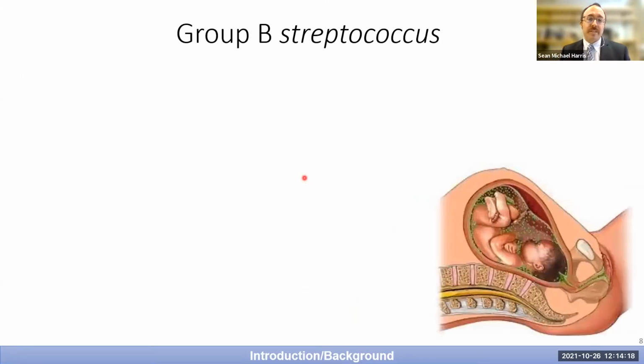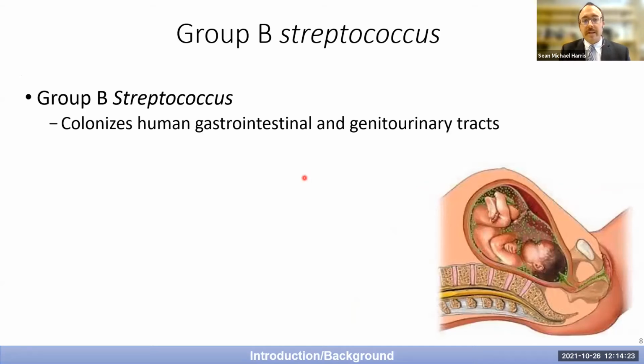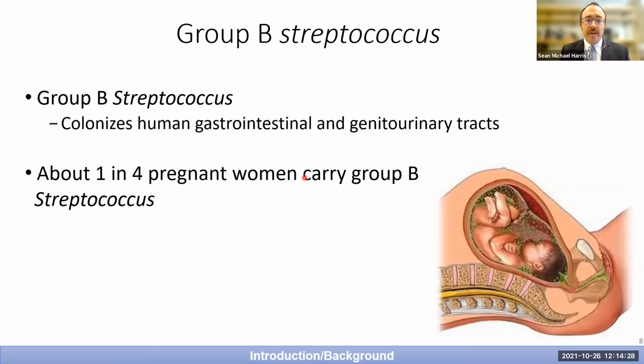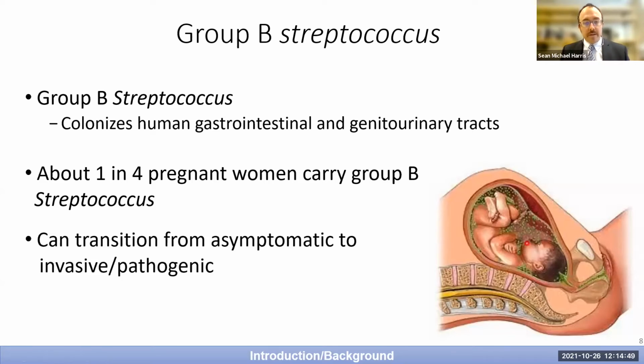One pathogen that presents a particular problem during pregnancy is Group B streptococcus. Group B streptococcus can be found both in the gastrointestinal and genitourinary tracts. It's not all that uncommon. About 1 in 4 pregnant women carry Group B streptococcus. That doesn't necessarily mean it's going to become an invasive or ascending infection situation, but they are present. It can just be present and not lead to this more severe situation with an ascending infection. But in some cases, it can transition from an asymptomatic to invasive or pathogenic situation.